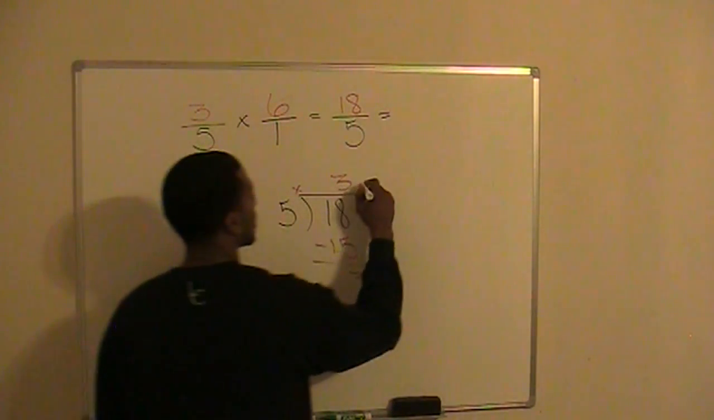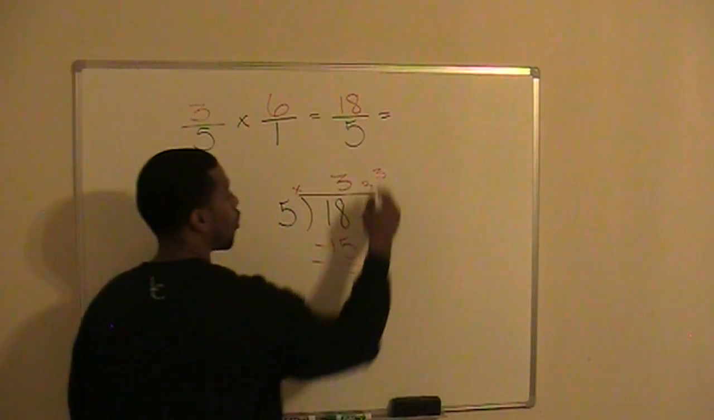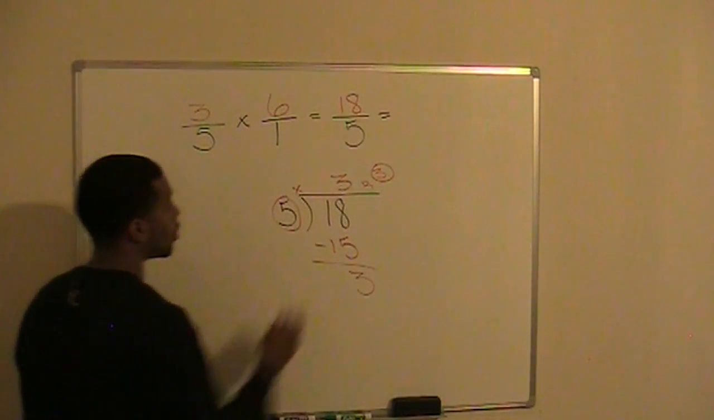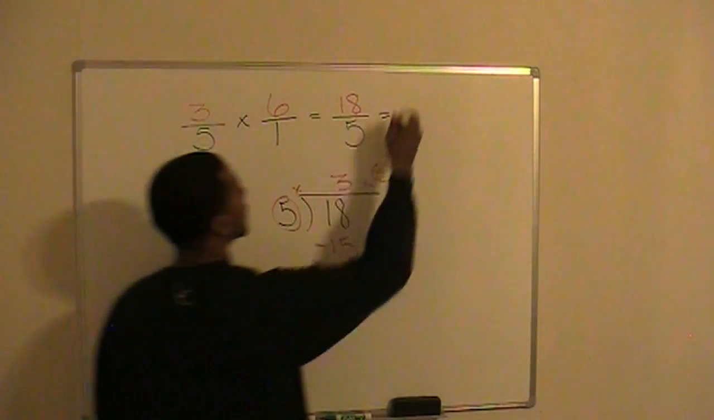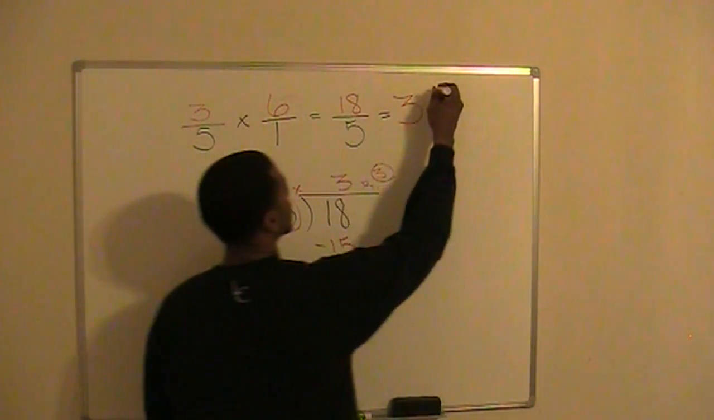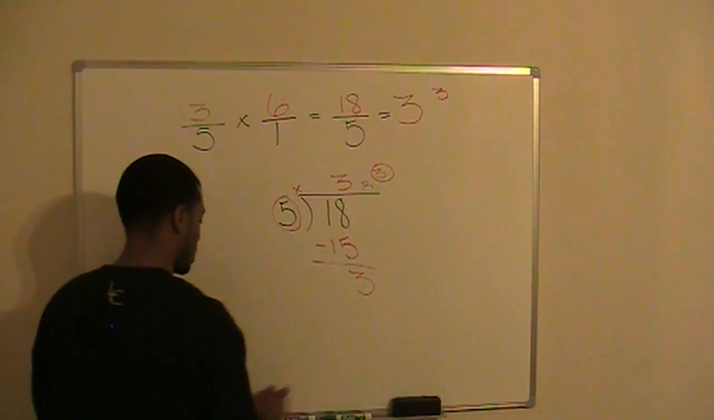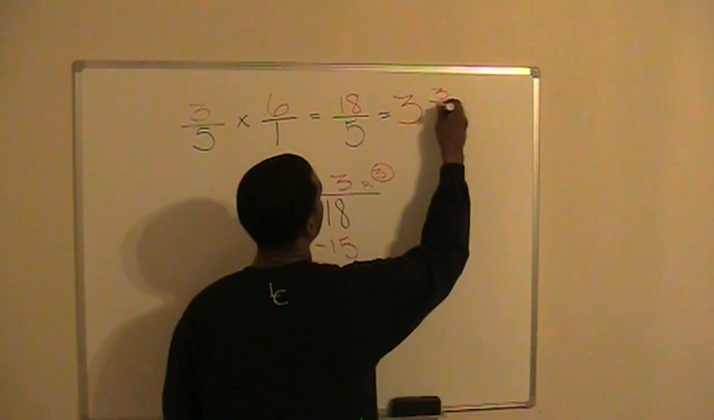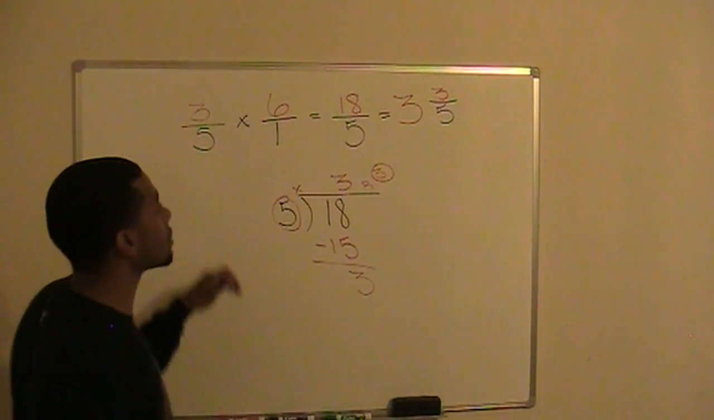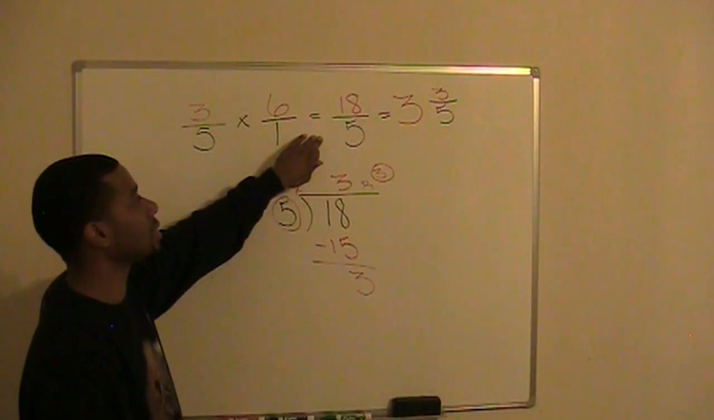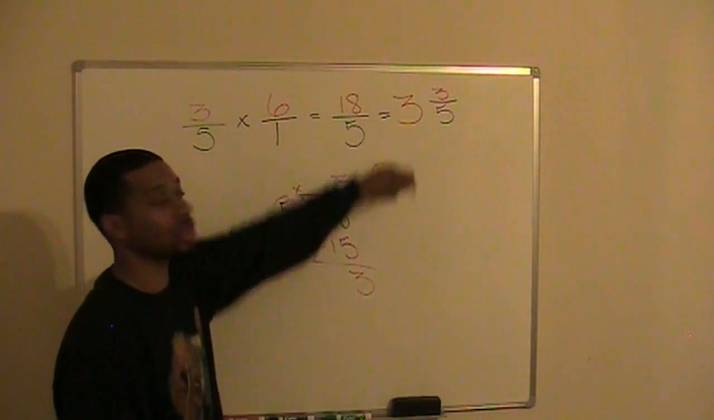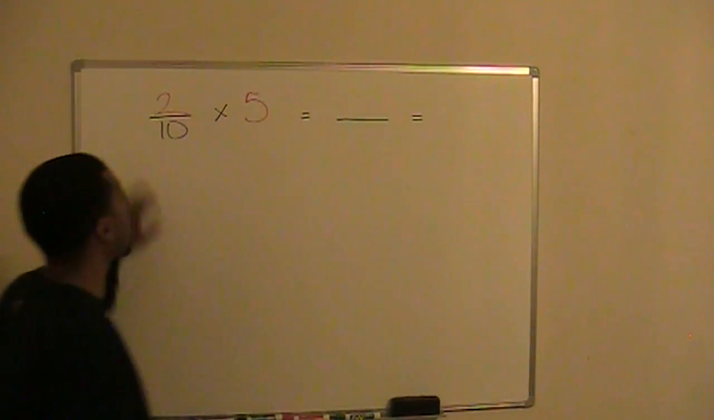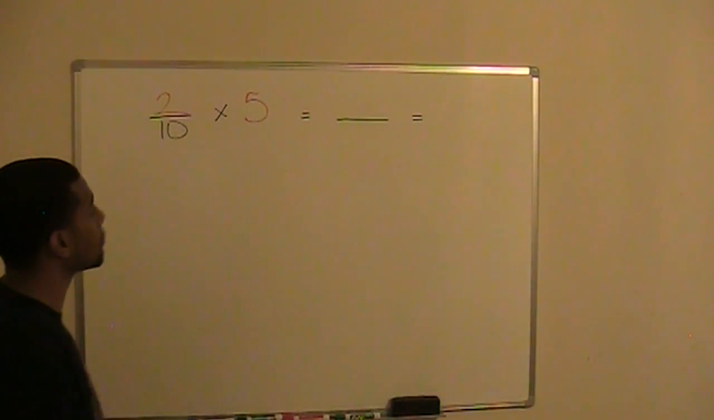So I have a remainder of 3, or 3 pieces. I have 3 pieces, but 5 is my whole. So 18 divided by 5 will be 3 wholes with 3 pieces remaining, and 5 is my denominator. So 3/5 times 6 is 18 over 5, which is 3 3/5. Okay, let's do another fraction times a whole number. So now I have 2 tenths times 5.